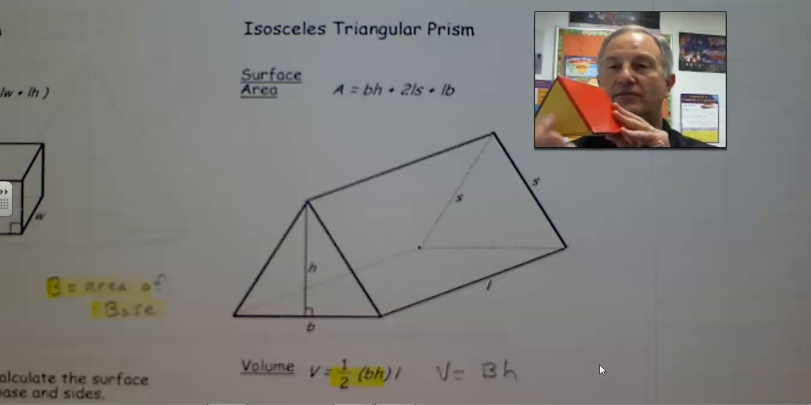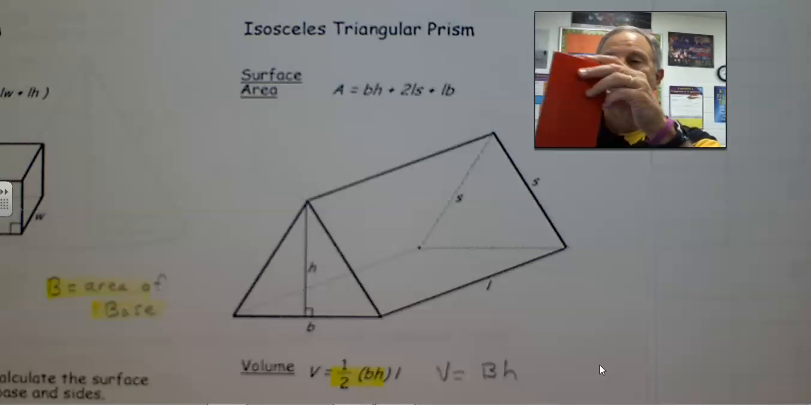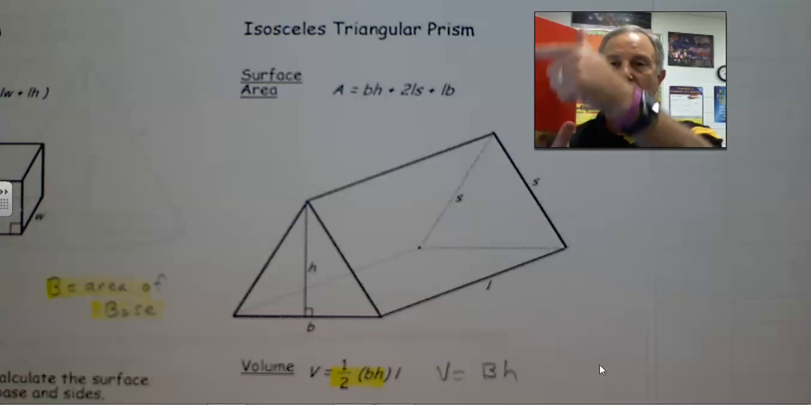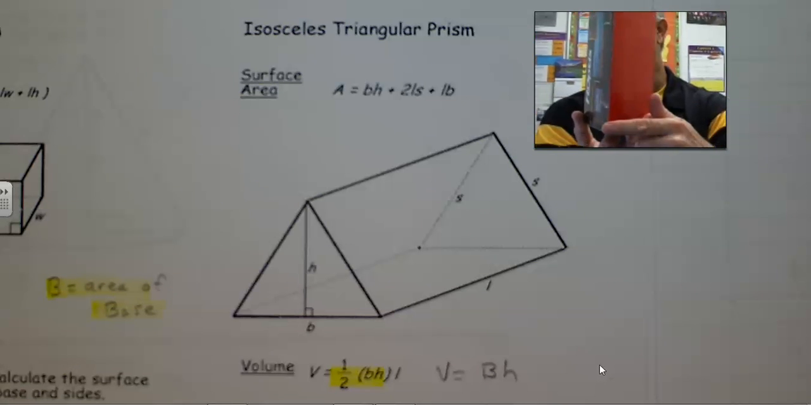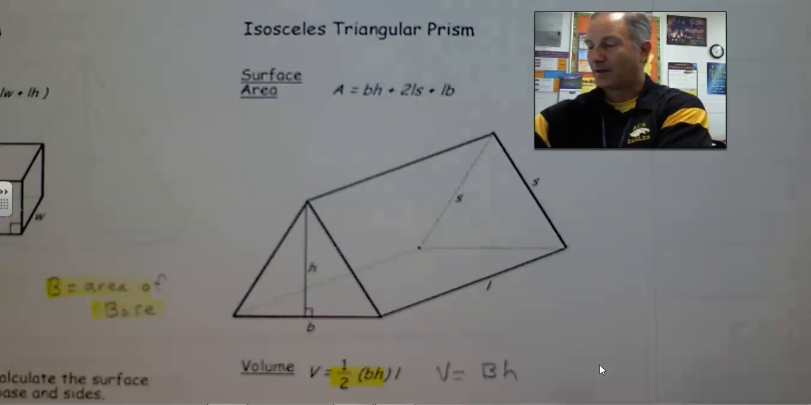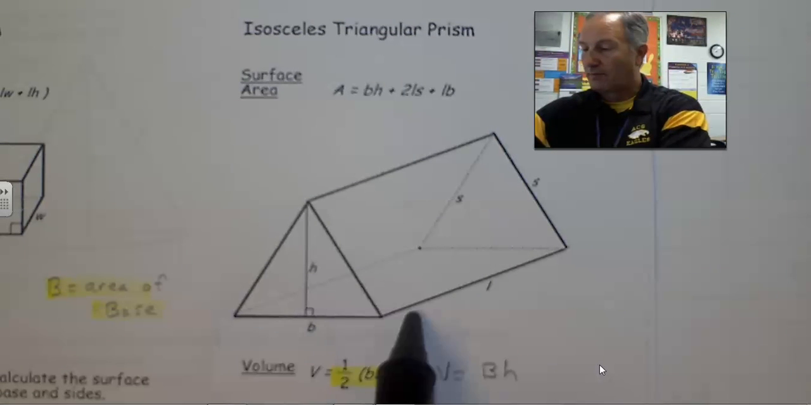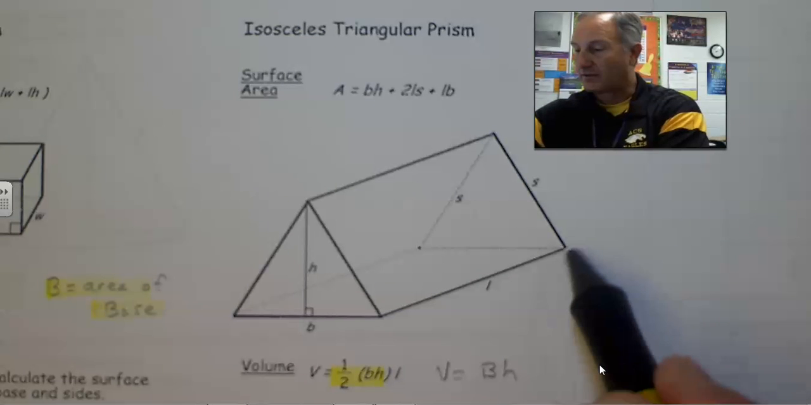1/2 base times height. Which you're familiar with. You've done that with a triangle before. You found the area of the triangle. So once you find the area of that base, what it's sitting on, that's just a matter of multiplying it by its height, or its length in this case. My little drawing shows it's an L. So area of the base, so 1/2 base times the height, and then multiply it by the length of this right here.